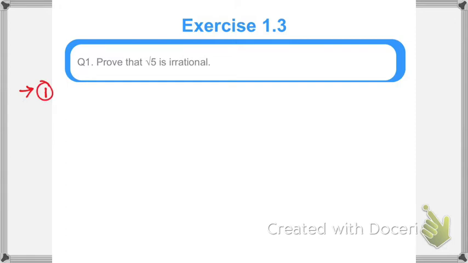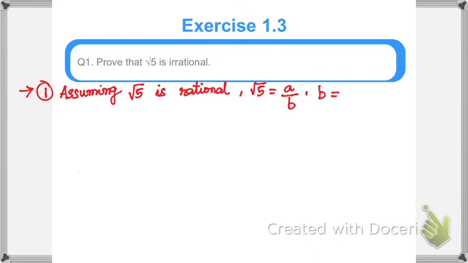We will prove all these by contradiction method. So assuming that root 5 is rational, this root 5 can be represented in the form of a by b, where b is not equals to 0 and a and b are co-prime.